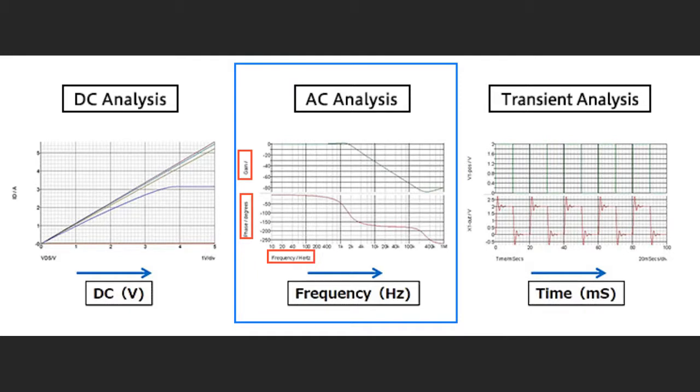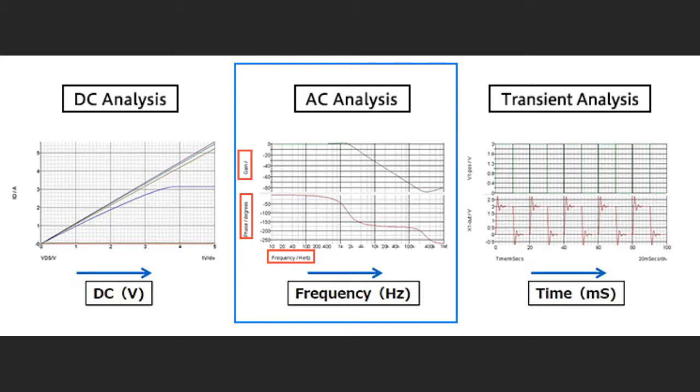Whereas inshallah in the next experiment, experiment number 5, we are going to do the transient analysis. It means that we are going to measure the voltage with respect to time. There you will learn about it inshallah. So today we will focus only on AC analysis.